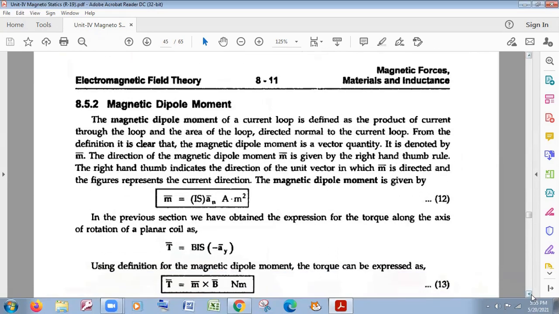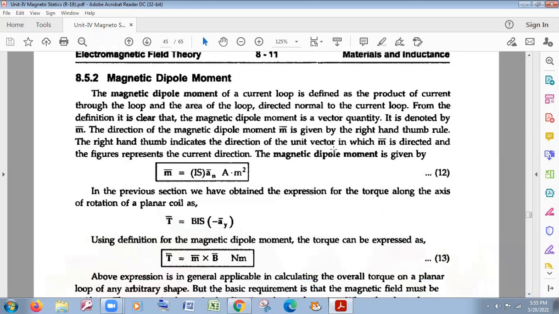The next topic is the magnetic dipole. We saw in the electric dipole, the torque is P bar cross E bar, or PE. Now for the magnetic dipole, the torque can be expressed as T bar is equal to M bar cross B bar. Your M bar is IS into n bar, and T is equal to B into IS. The cross product you can take as T bar is equal to M bar cross B bar, the magnetic dipole.